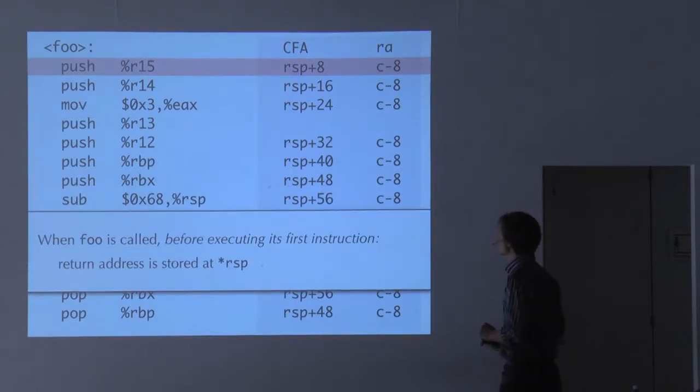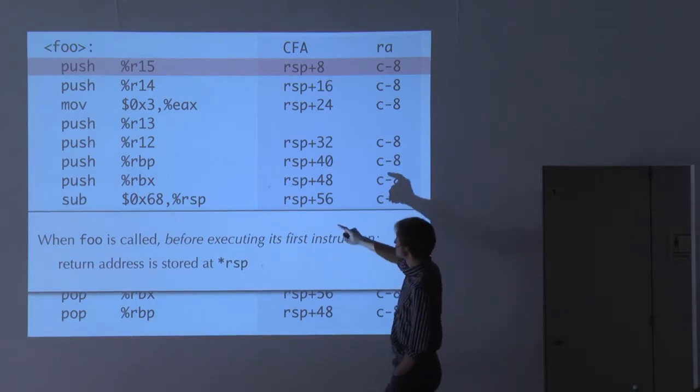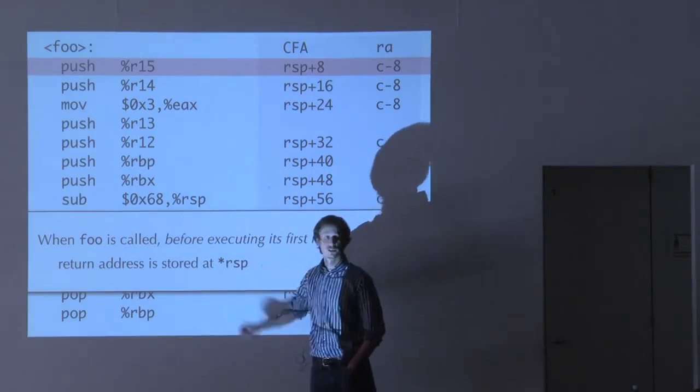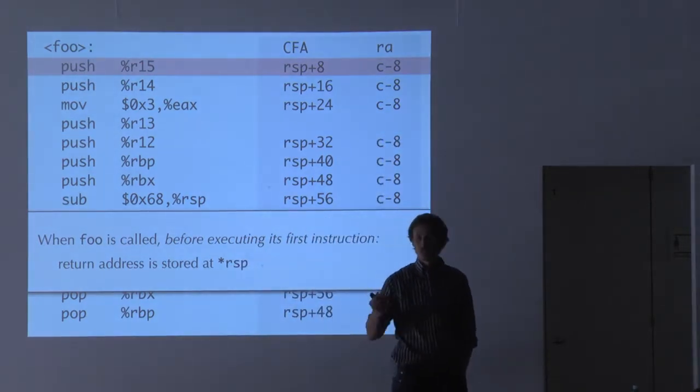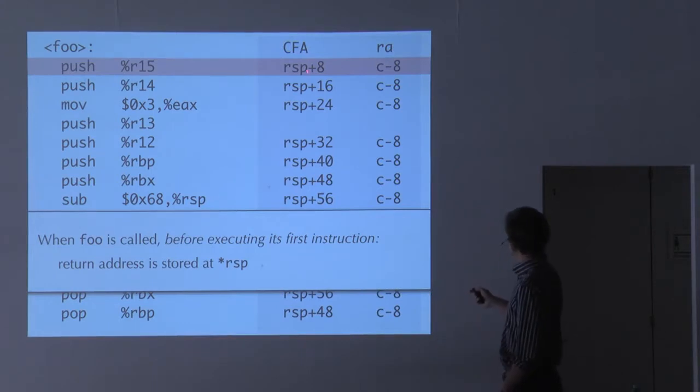Let's try to understand how the two work together. We know that when we enter into the foo function, the return address is stored at the location pointed to by the stack pointer. This is just calling convention on x86. Okay? And guess what? This says, yeah, take the stack pointer, add 8, and subtract 8. Fine.